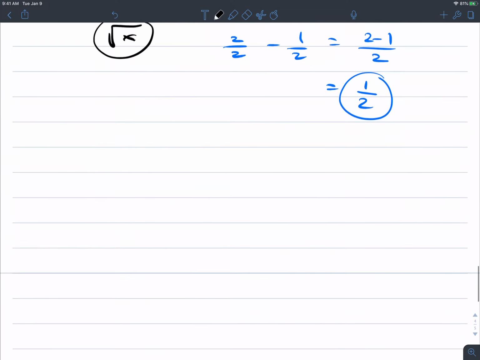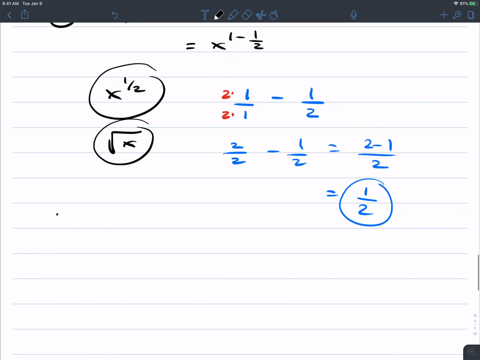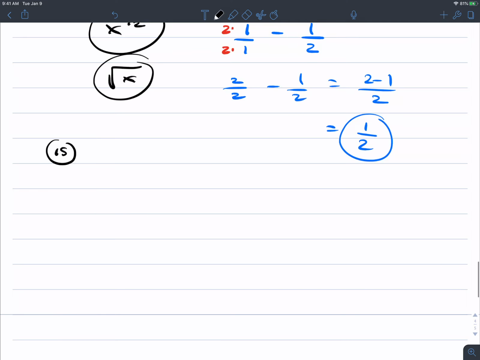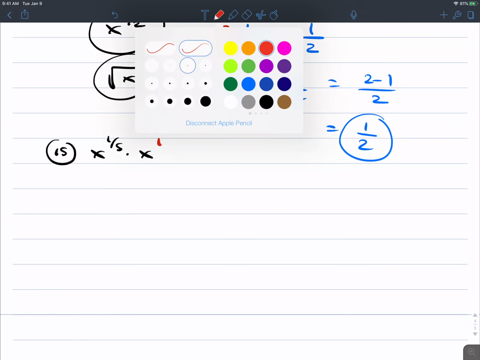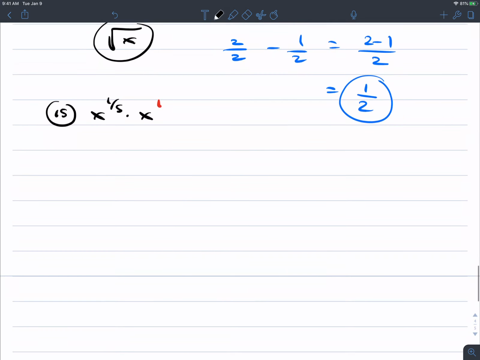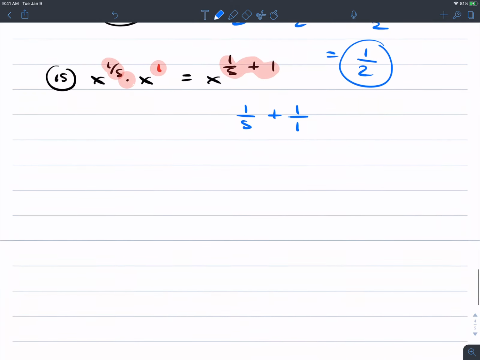Okay, all right, so this is number 13. Number 15, x to the 1/5 times x, and again, that power is going to be what? 1 here, okay? All right, so this is x to the 1/5 plus that 1. If you remember, when we're multiplying exponentials, we add the powers. So with our work, 1/5 plus 1 over 1, because that's 1.